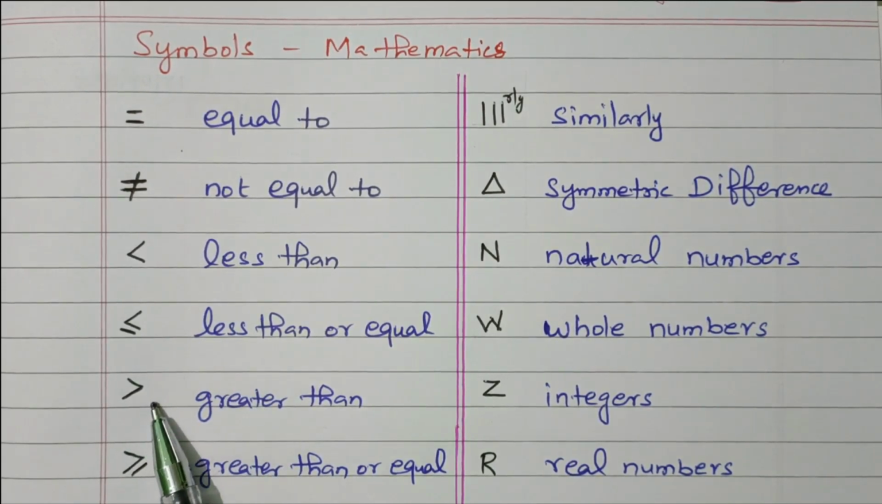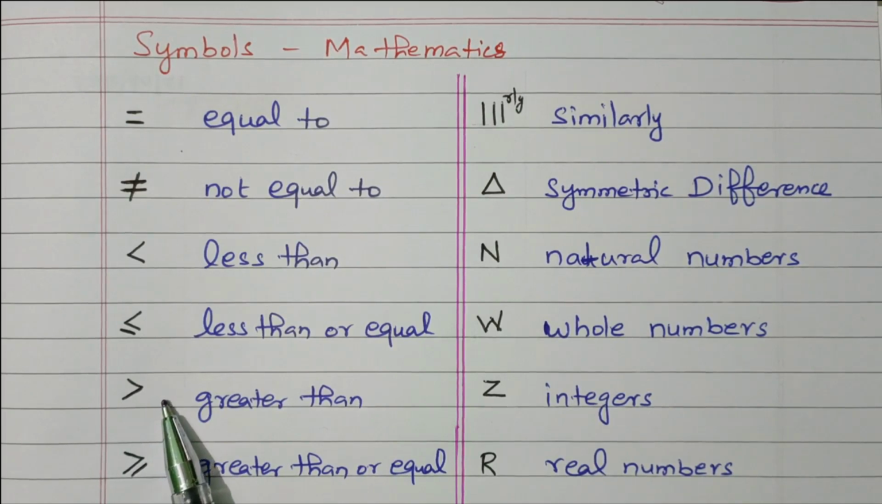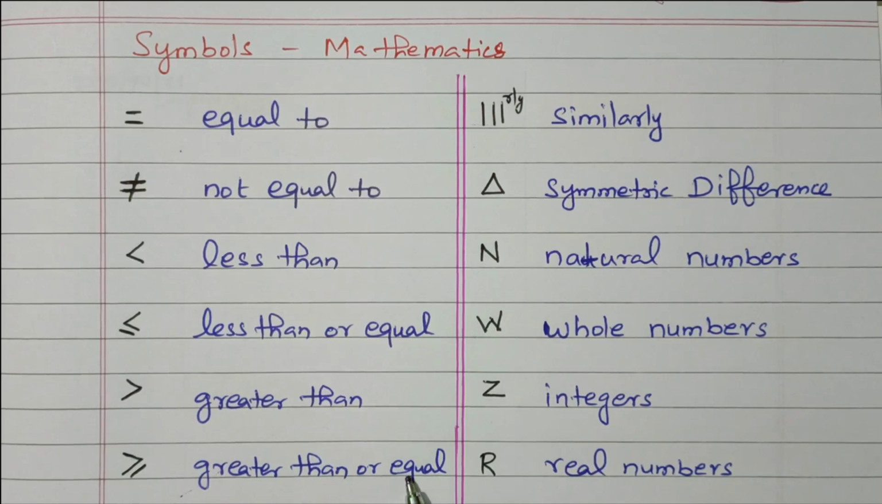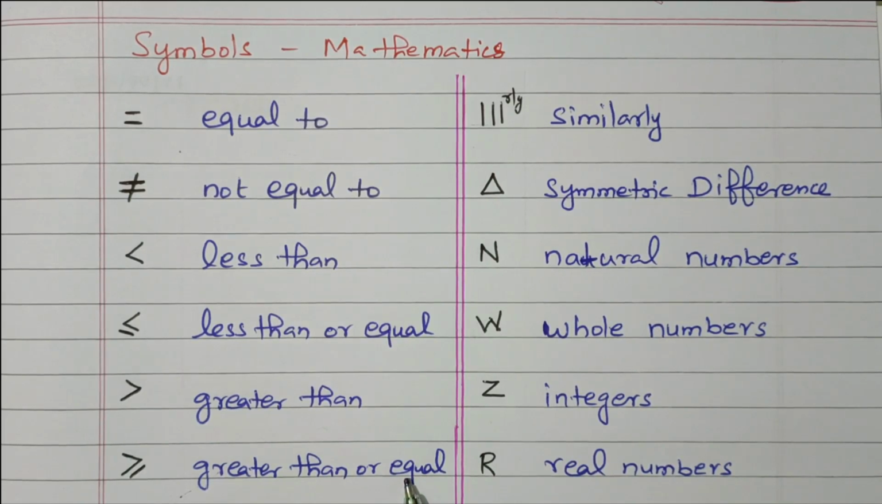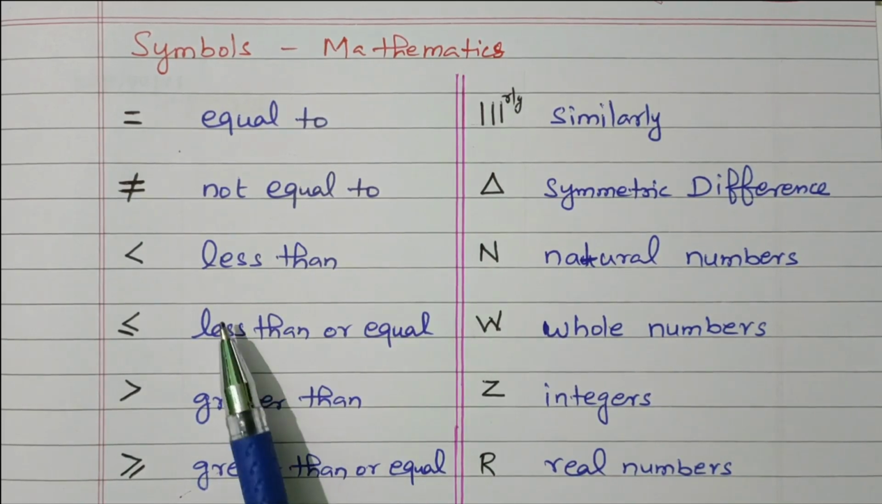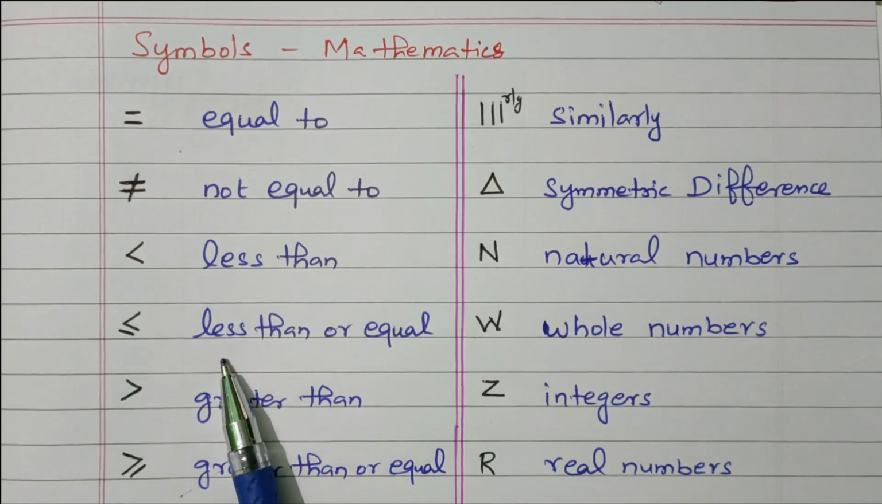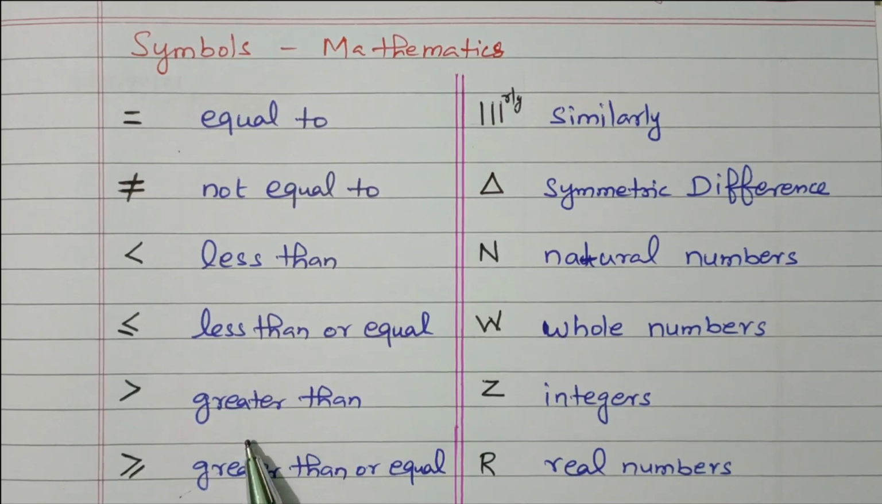Similarly, greater than. A greater than B means A is greater than B, not equal to B. But the next symbol is greater than or equal. A greater than or equal to B means A may be greater than B or it may be equal to B also. Right? So less than or equal, greater than or equal.